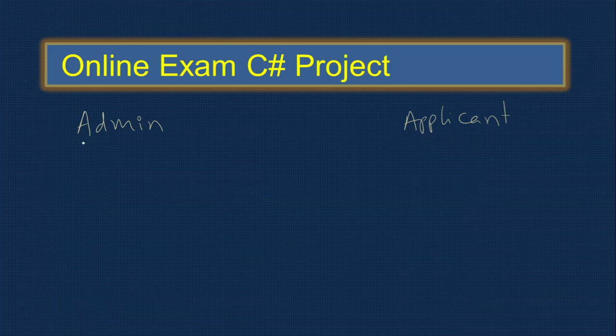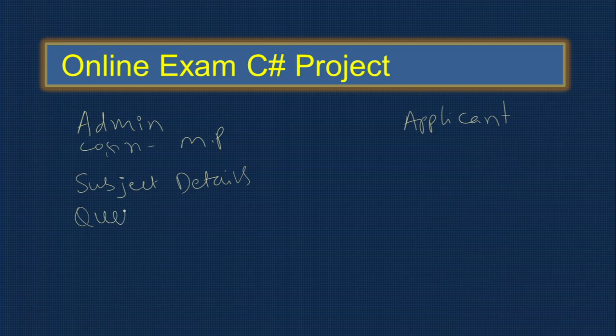In the case of admin, you need to log in, and then we'll go to the main page. Login and main page are common in every online project, because the main page is important: you have to navigate from there to other pages. So here we can enter the subject details, since a student can take multiple subjects. Then question entry. On the admin side, we provide question entry. And here is the applicant list or student list.